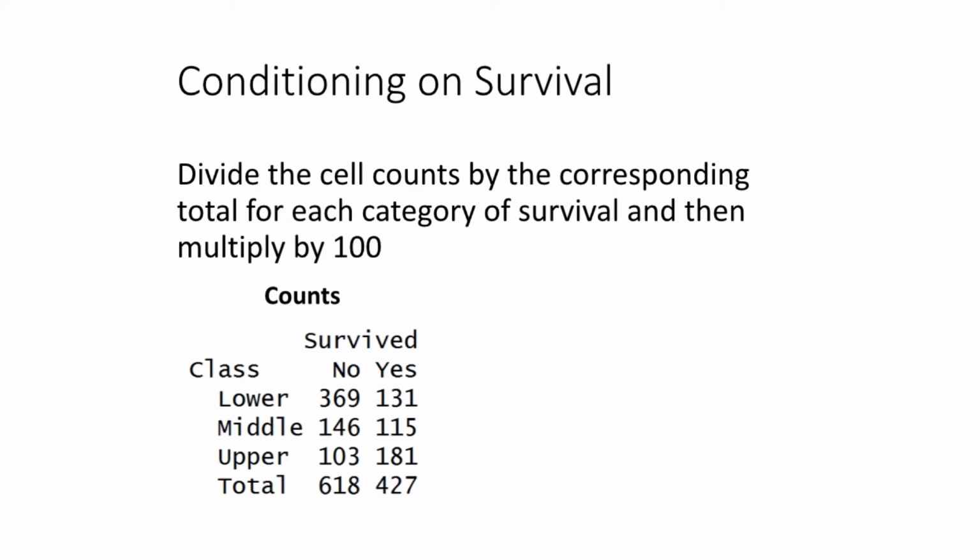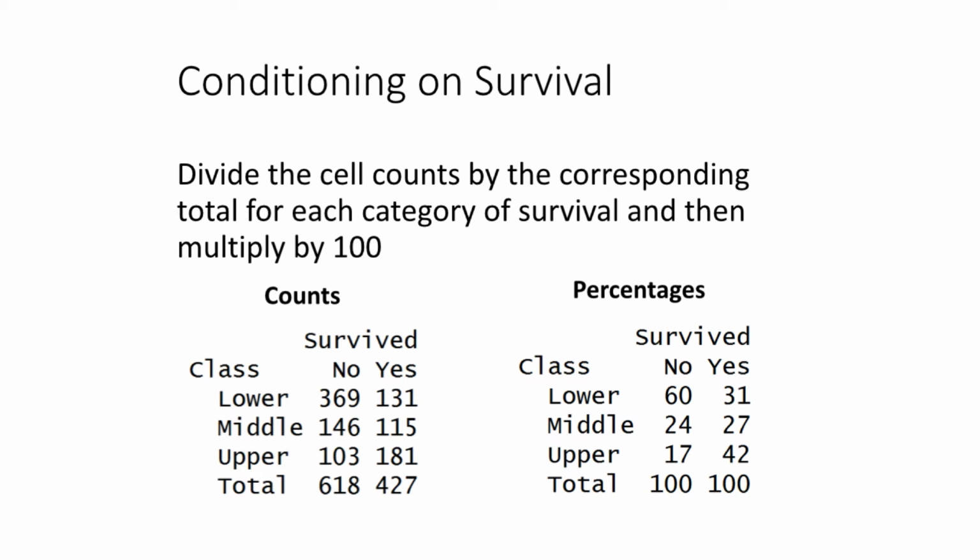So let's look at a contingency table in which we're conditioning on survival. What we do is divide the cell counts by the corresponding total for each category of the survival variable, and then multiply by 100. This gives us the percentages conditional on survival. We have 618 people who did not survive and 427 people who did survive. When we divide each cell by its respective column total, we get these percentages.